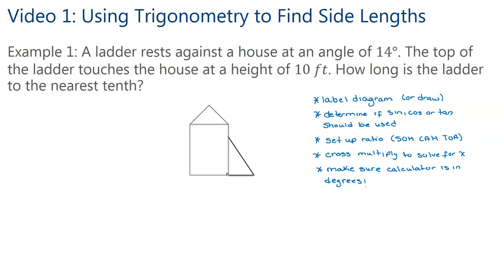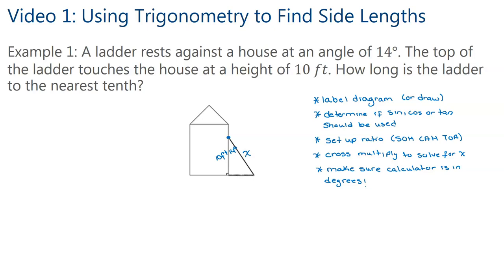Okay, so let's start by labeling the diagram. It says the ladder rests against the house at an angle of 14 degrees. So they're referring to this angle here. Then the top of the ladder touches the house at a height of 10 feet. So that's this right here. And we're looking for the length of the ladder, so we'll call that x.